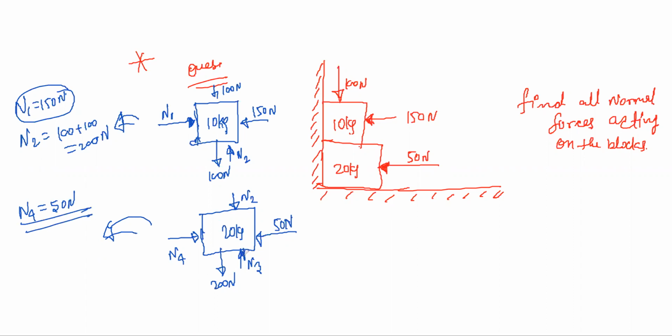Now, upward force N3 is equal to downward force. Downward force is N2 plus 200. And what is N2? N2 is 200. This is 200 plus 200, that is 400 Newton. Is this okay? So in this manner, we can find all the normal reactions acting on the object.